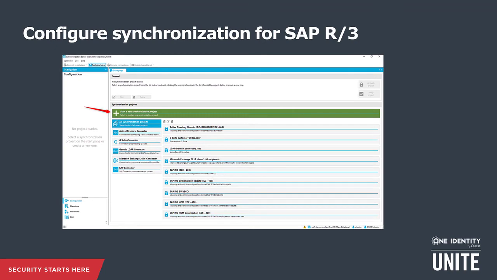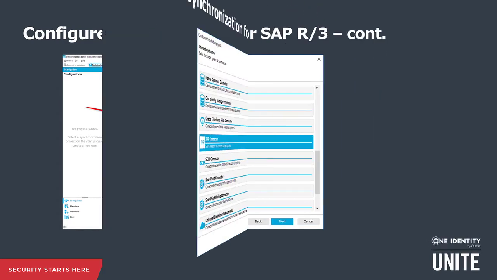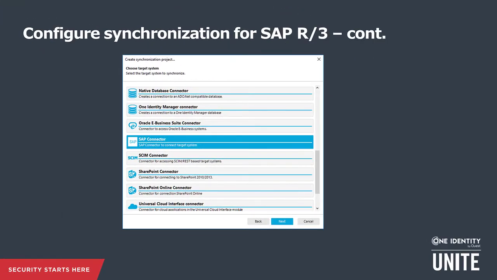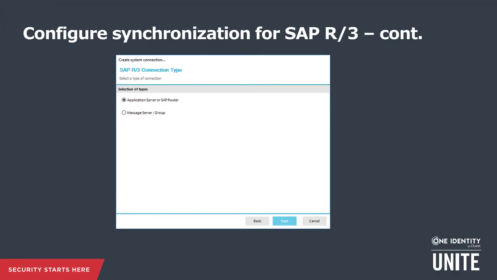In OneIdentity Manager's connector configuration tool, the synchronization editor, create a new synchronization project. From the list of available connectors, please select the SAP connector and follow the instructions of the configuration wizard. The SAP R3 connection type screen is of special interest for the configuration of the different connection options for the different deployments of an SAP system.